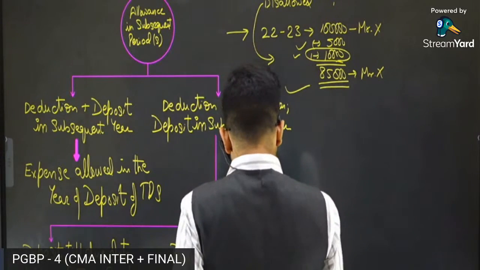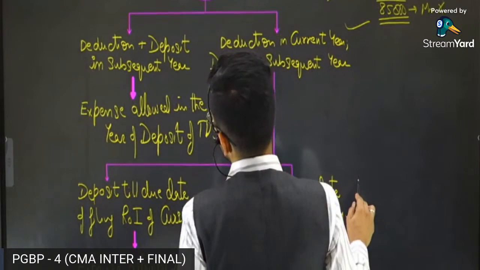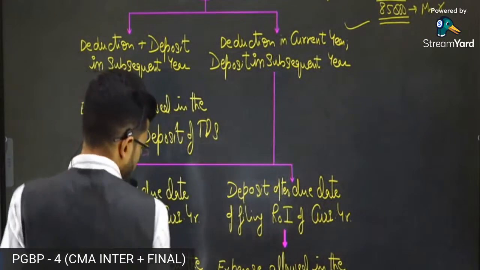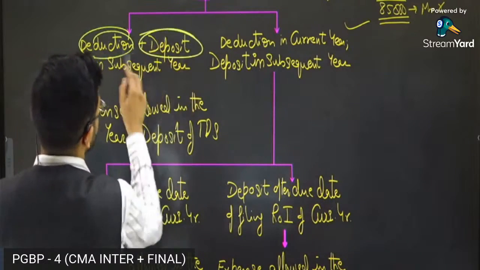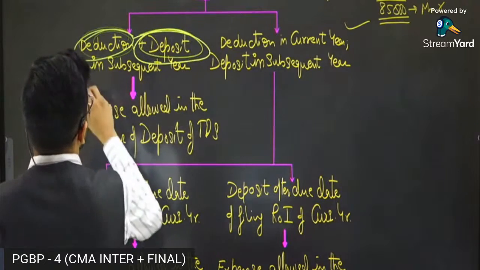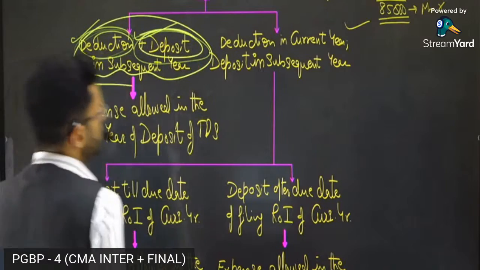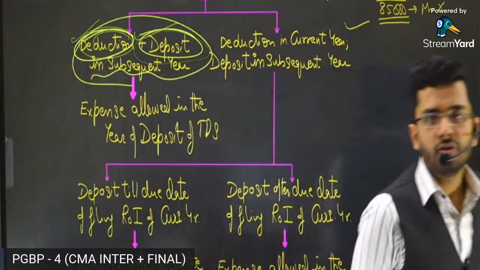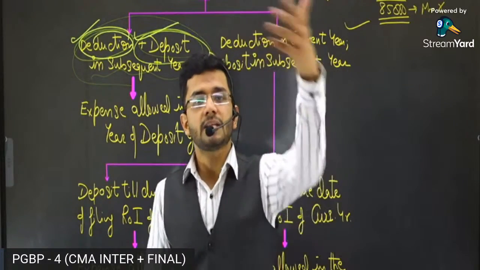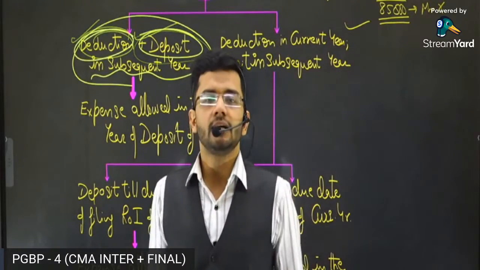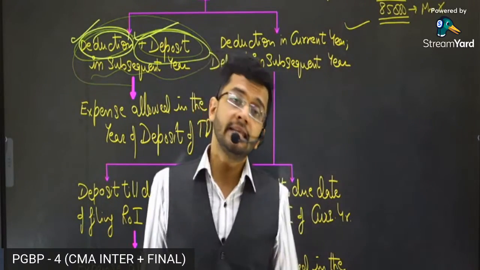Okay, so let's come back to our provision, our section. The section deals with two kinds of non-compliances. Non-compliance number one, deduction or deposit. Non-compliance number one is that you have not made the deduction, you have also not made the deposit, and you have done both of these things in the subsequent year. You did not do it in the current year, the year in which the expenditure was incurred.